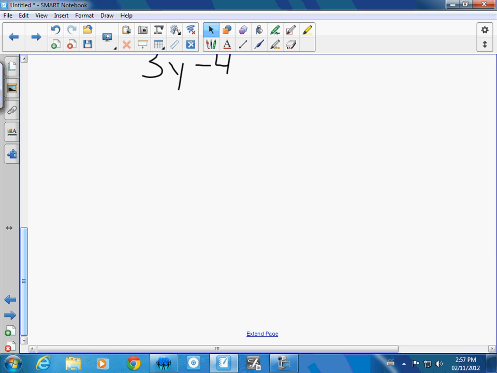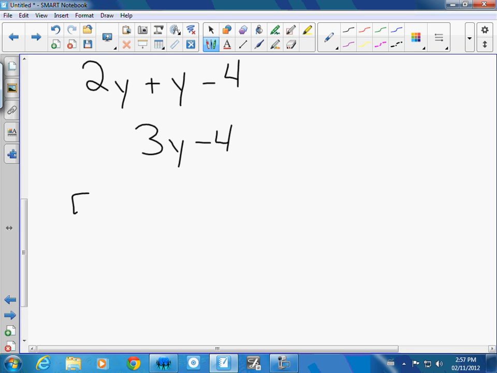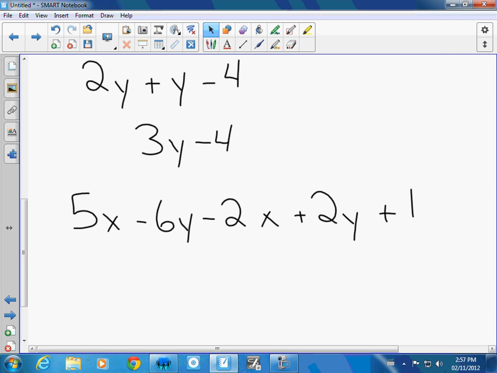Okay, now what happens when they start to get larger? How do you keep track of this mess? Hard? No, it's actually quite easy. Watch. How many terms? 5. How do you keep track of them? You look at the variables. You put the x's together, you put the y's together. But I'm going to show you a method to keep track of this. You don't have to do it this way, but I find it works really well.